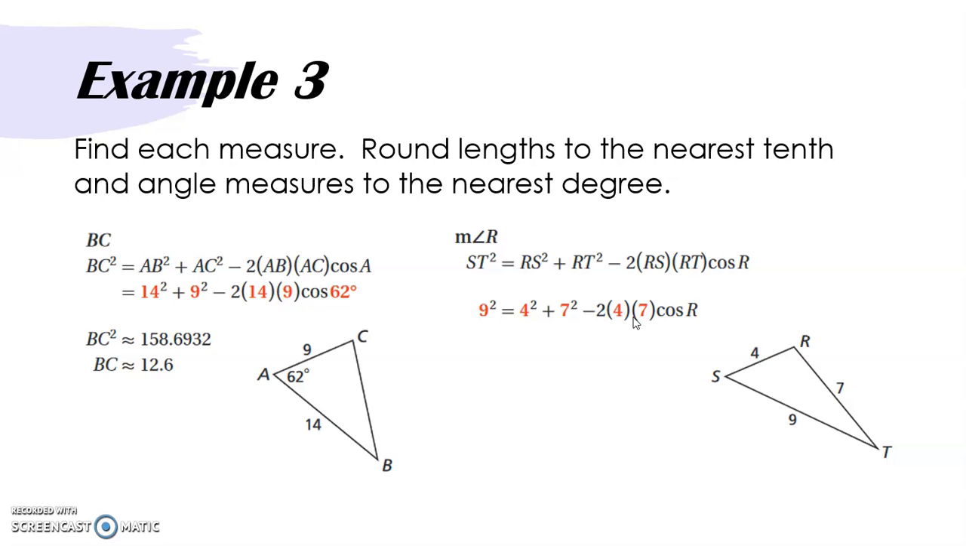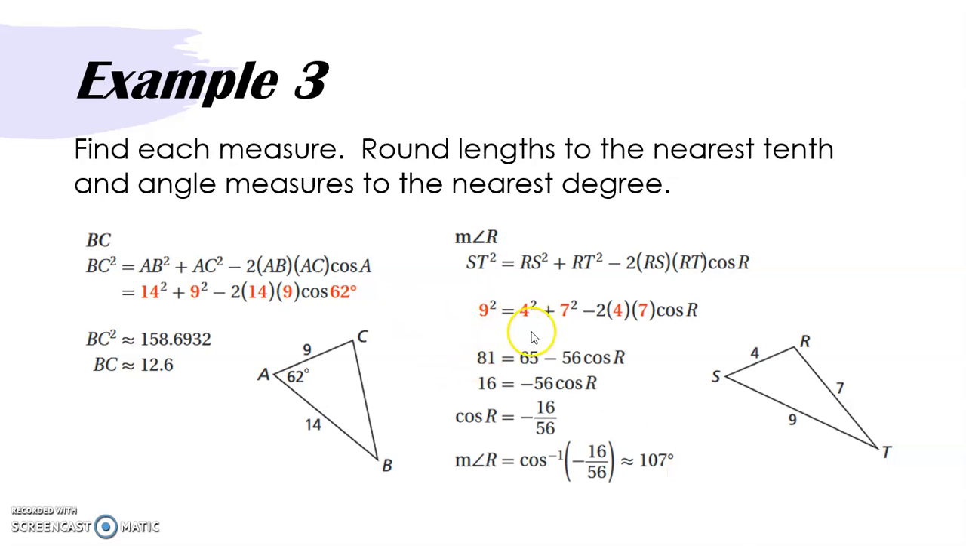Now you cannot do 4 squared plus 7 squared minus 2 times 4 times 7. This 2 times 4 times 7 cannot be combined with these because it's attached to the cosine of R, and that makes them not like terms. So what you're going to have to do is subtract this to this side, subtract this to this side, and then divide by this number. So why don't you see if you can do that and try and find out what angle R is, and then press play to see if you're right.